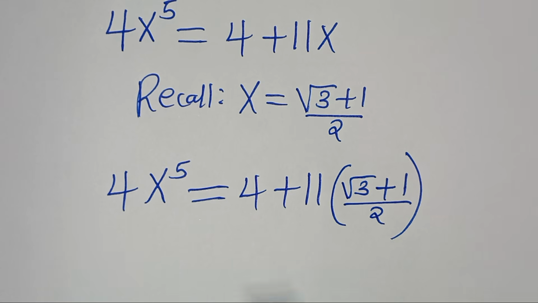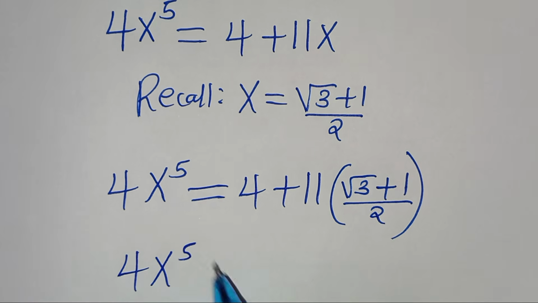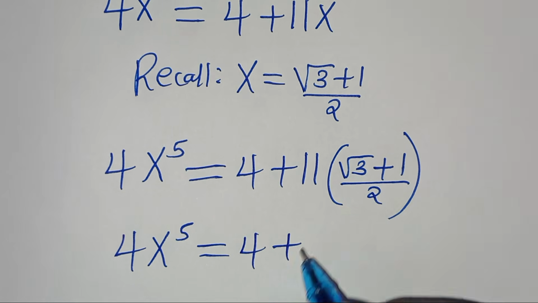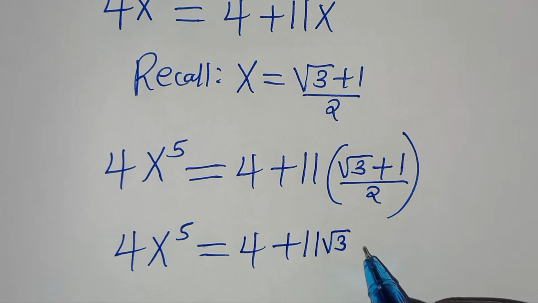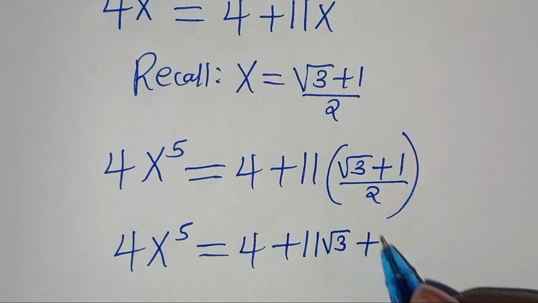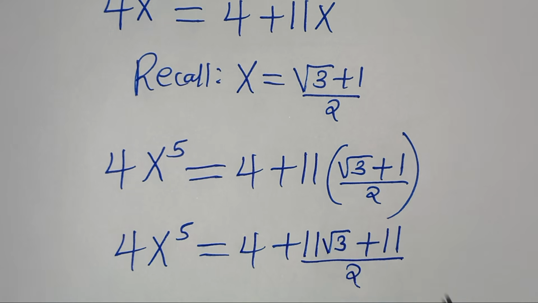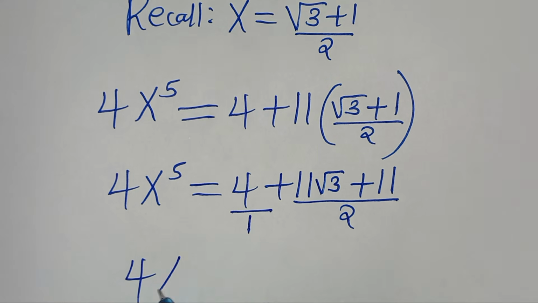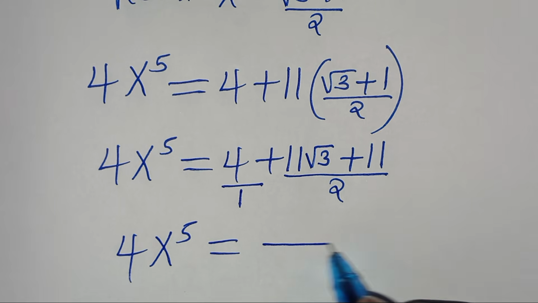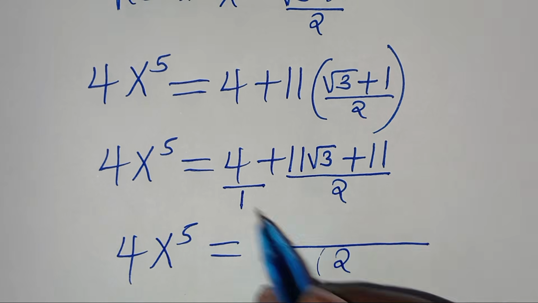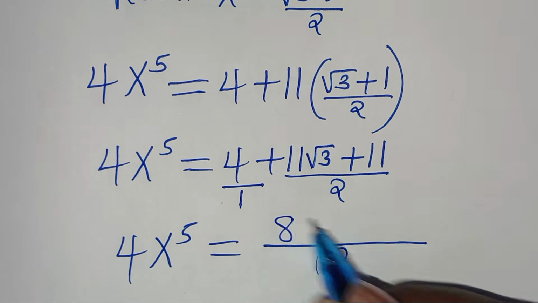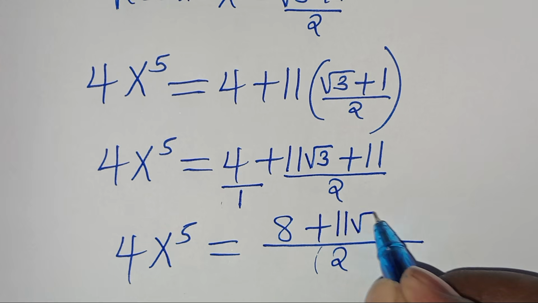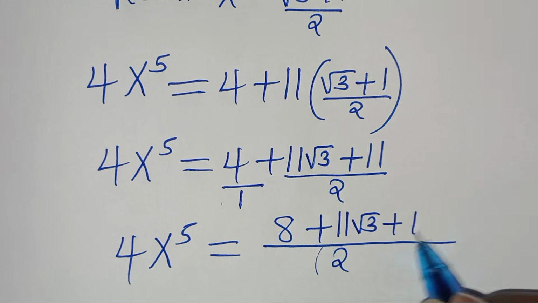Now here we have 4x to the power of 5 equal to 4 plus 11 times square root of 3, this is 11 square root of 3, then plus 11 times 1, this is 11, then divided by 2. So we have that 4 is a whole number, so this is over 1. So that 4x to the power of 5 is equal to, the LCM is equal to 2. 2 divided by 1 is 2, 2 times 4, this is 8. Then plus 2 divided by 2 is 1, 1 times 11 square root of 3 plus 11.